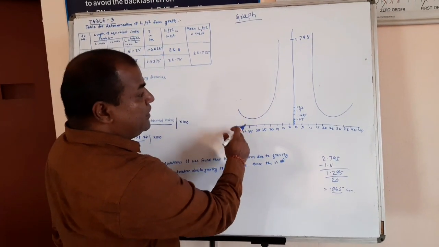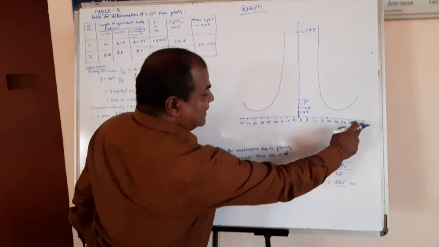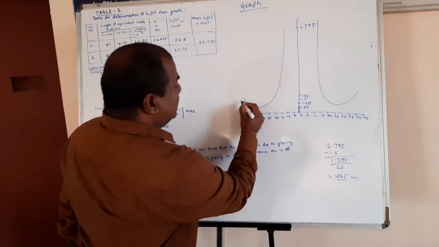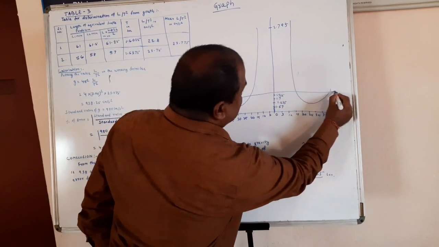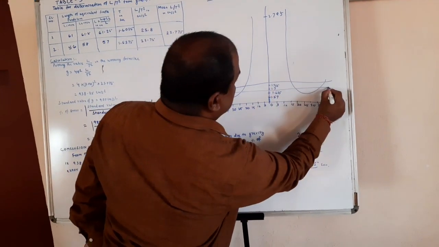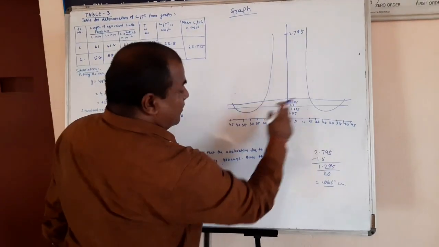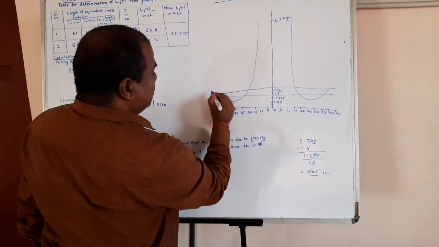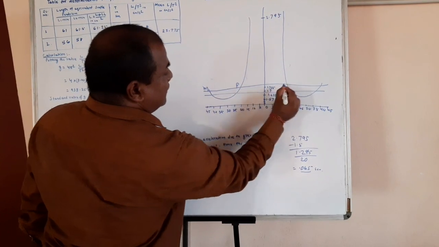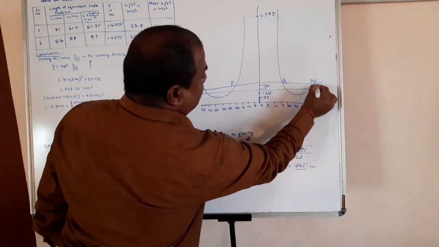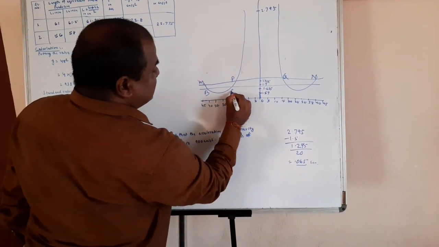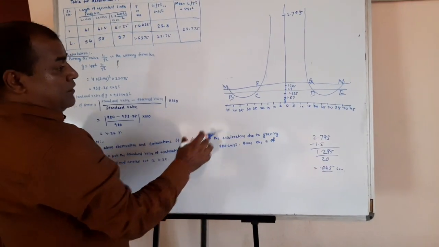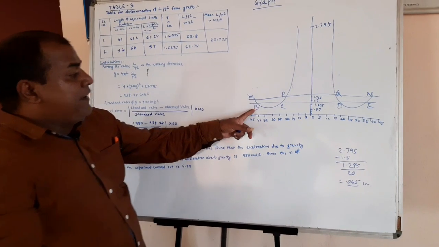Then you have to draw any two lines which are parallel to the x axis and intersect the graph at 4 points. That means you have to draw two lines in between these two areas. These are parallel to the x axis and intersect the graph at 4 points, that is M, P, Q, N, B, C, D, E.